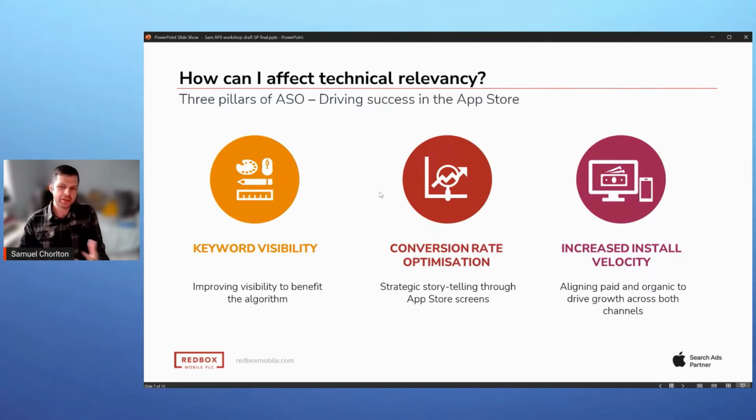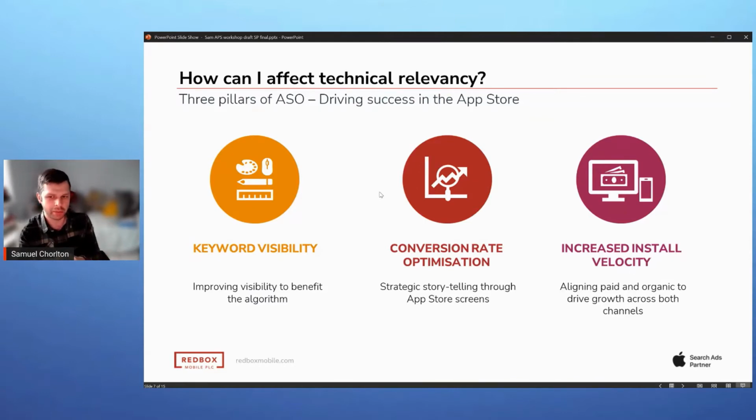So ASO, App Store Optimization, is one of those really crucial parts around affecting your technical relevancy. It's something that you can do very simply, or in a very complex fashion. At Redbox, we describe ASO in three core pillars. One is that keyword visibility piece, which is all about the metadata editing we spoke about. One is around how we improve conversion rates.